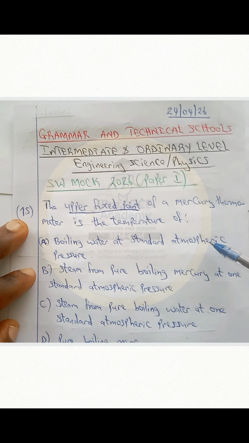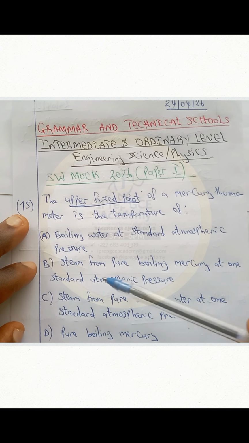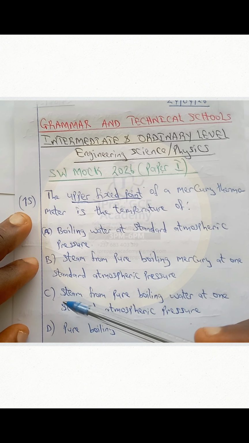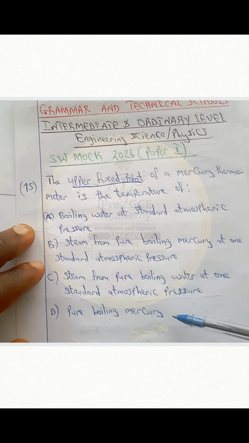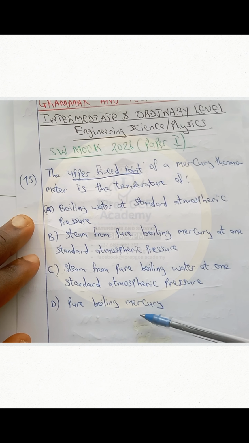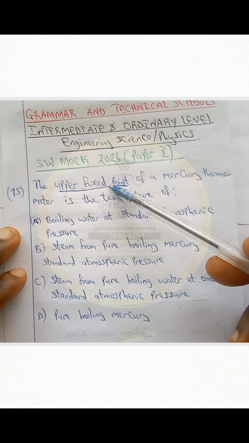A. Boiling water at standard atmospheric pressure. B. Steam from pure boiling mercury at 1 standard atmospheric pressure. C. Steam from pure boiling water at 1 standard atmospheric pressure. And D. Pure boiling mercury. So basically, what is the upper fixed point? Let's begin by defining this.